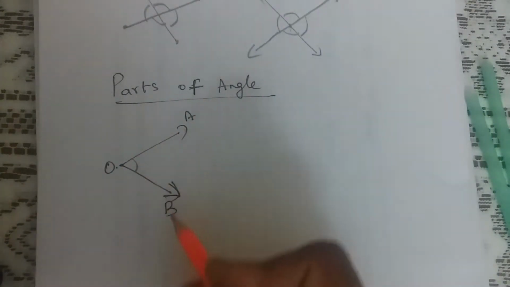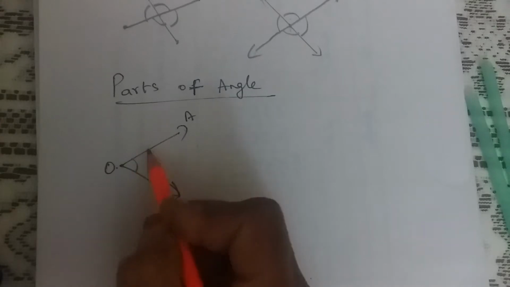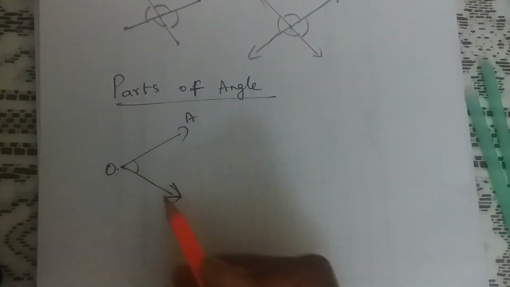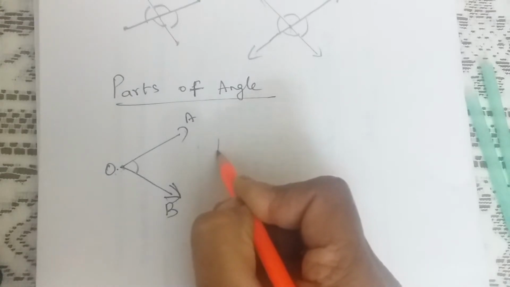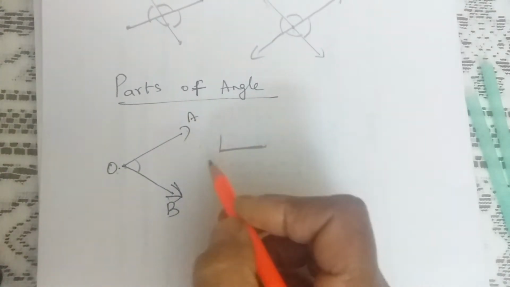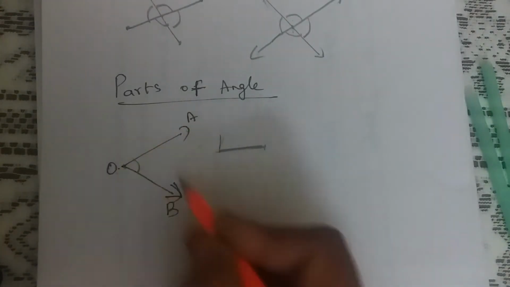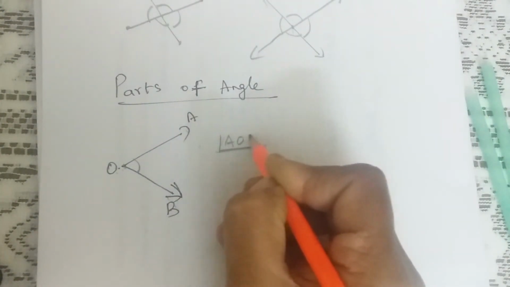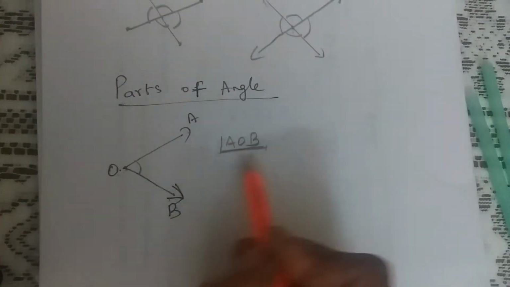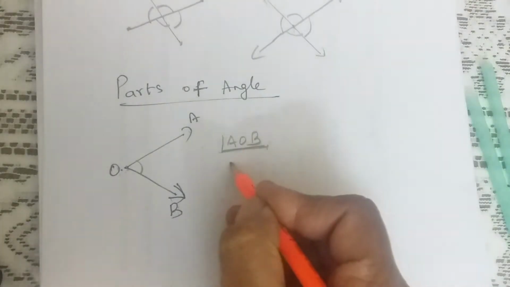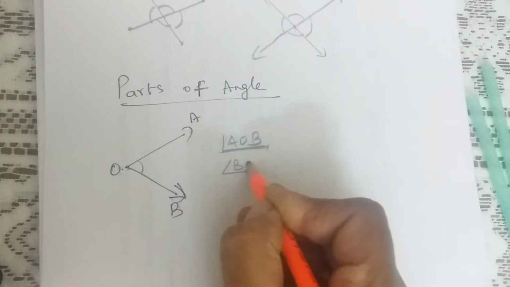So when you are naming an angle, the point where the 2 rays or line segments are meeting should be written in the center, in the middle. A, O, B. And we denote it by the angle symbol, like L we write. This is called angle. How to read this? Angle A, O, B. Inside it we write A, O, B. Angle AOB. Or we can start from B also. Angle BOA.